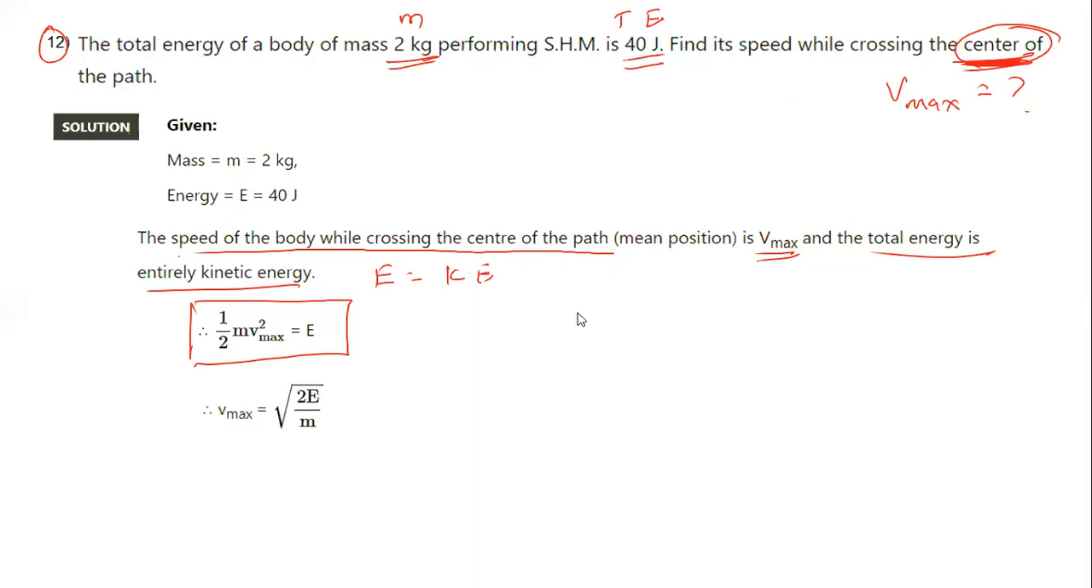Now let me substitute the values. So we get under root 2 into 40 divided by 2. 2 gets cancelled. So here root 40 is coming 6.324. It's a velocity, so meter per second. So this is the speed while crossing the center of the path, the speed at mean position.